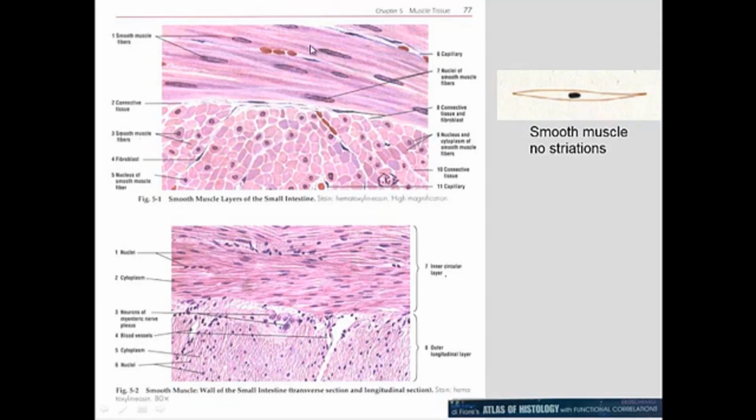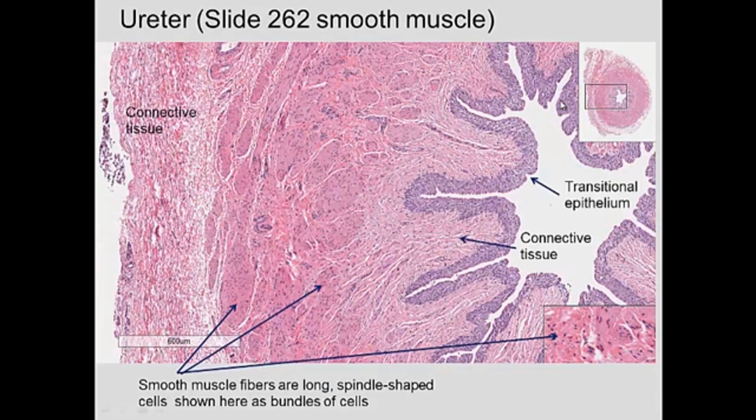And if we look at that, we can see individual muscle cells. There's a nucleus of one, there's a nucleus for another one, and you can see the pink cytoplasm. Here we can see cross sections of them, the nucleus in the center, but you can see the individual muscle cells there, and it is non-striated, as you see there.